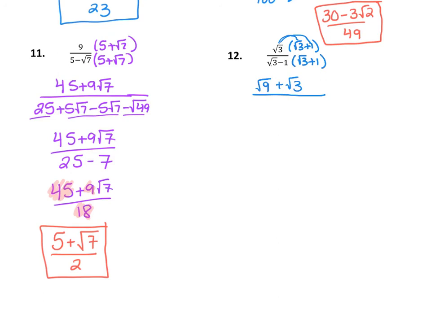In the bottom, square root of 3 times square root of 3 is square root of 9. Square root of 3 times 1 is square root of 3. Negative 1 times square root of 3 is negative square root of 3. And negative 1 times 1 is negative 1.